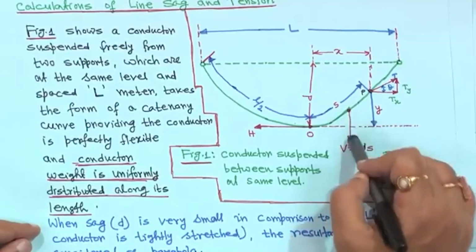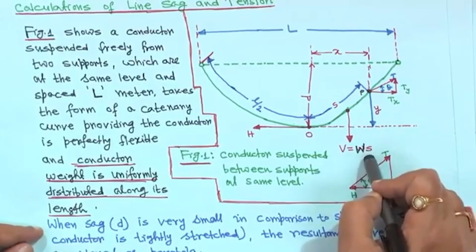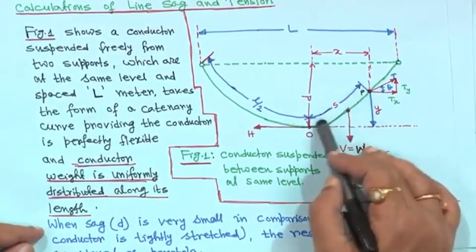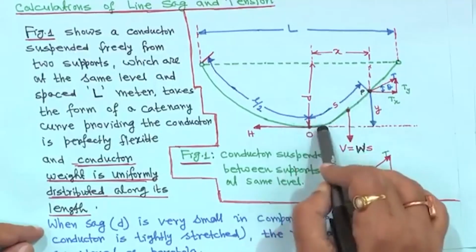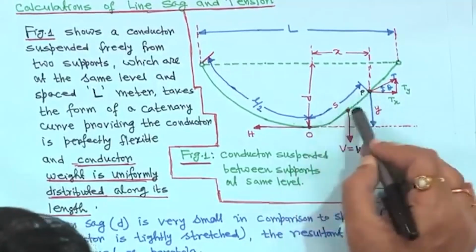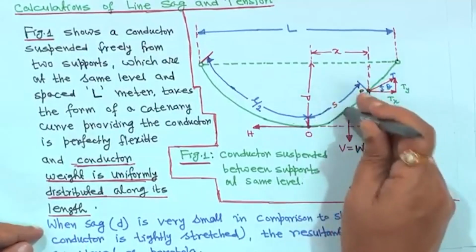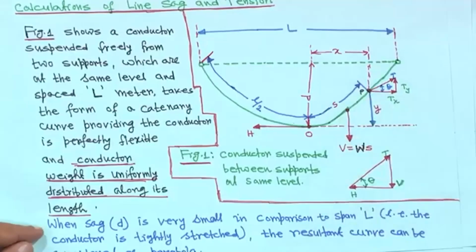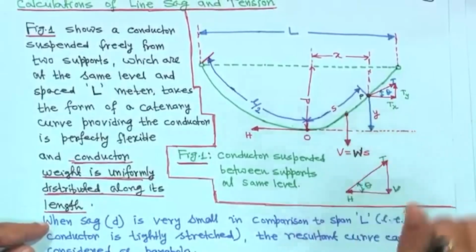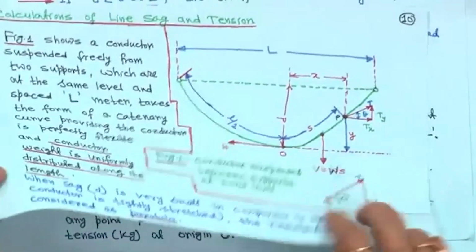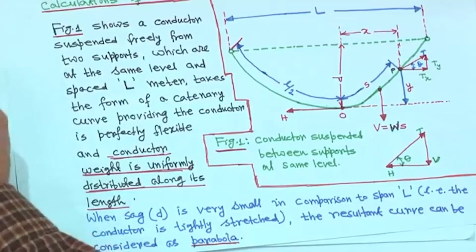So, the total vertical force acting on it is V = W × S, where W is in kg per meter and S is in meters. This is at some point P we have taken, and the weight is uniformly distributed. Therefore, at the middle point between O and P, the vertical weight W S is acting downwards, assuming the conductors are round in shape and this assumption is correct.